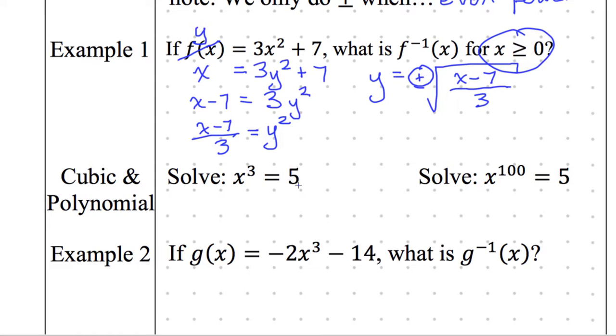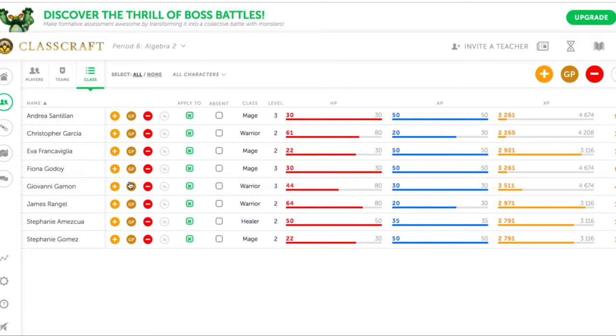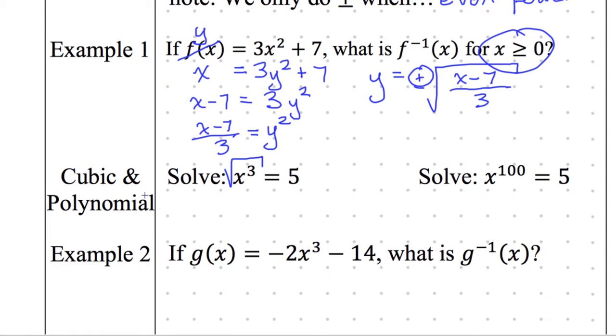Just Fiona? Fiona and Gio? Anyone else? Go for it, Gio. You do the square root. You're close. Square root. So you're thinking to do square root to both sides? Yeah. You're close, but not quite there. You still get your XP. Fiona? The cube root, yeah. So the cube root and the cube cancel each other out.